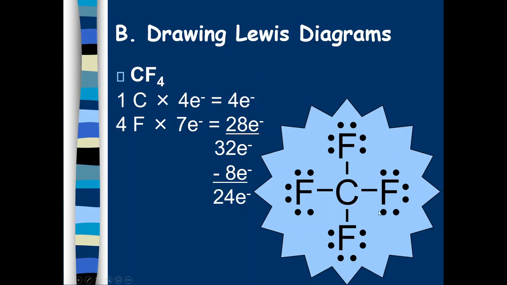Six electrons plus 6 plus 6 plus 6 makes 24 electrons, and that's how many electrons we had left to add to our diagram. There's no need to move on to step 5 because we do have enough electrons to give all our atoms a full octet. So let's do another example.